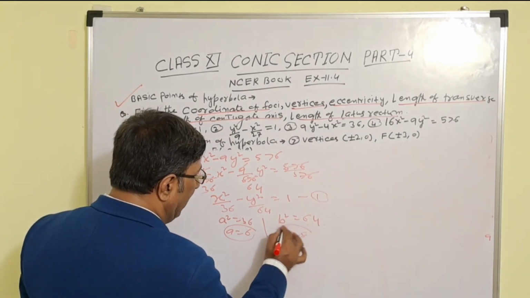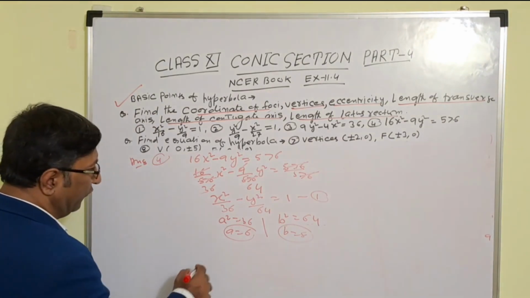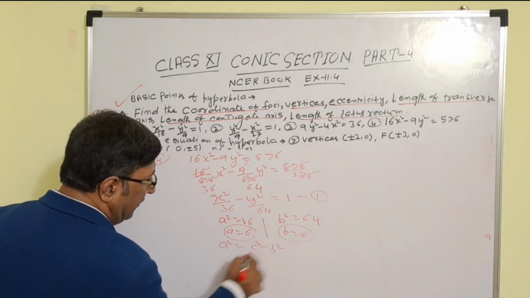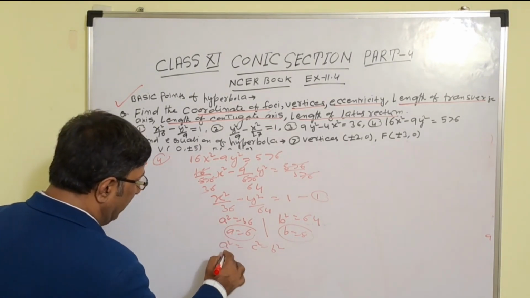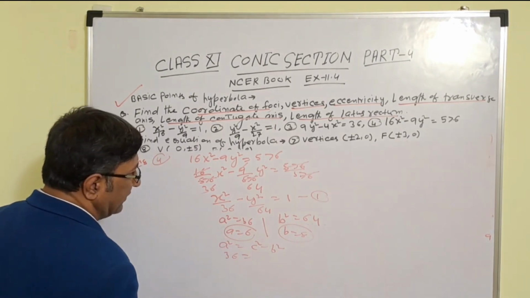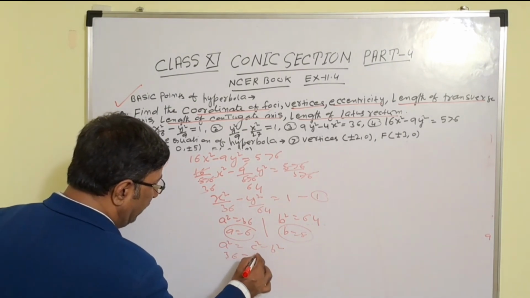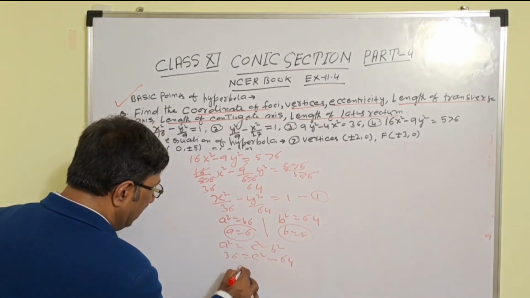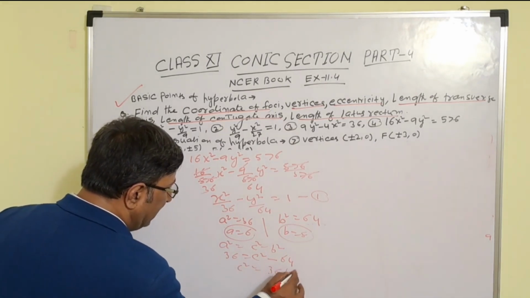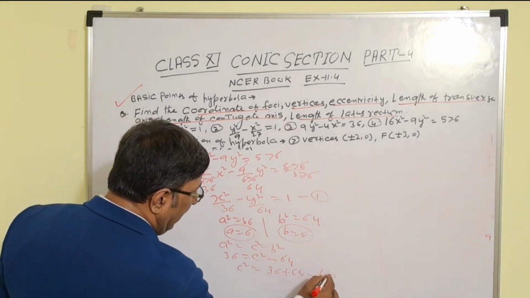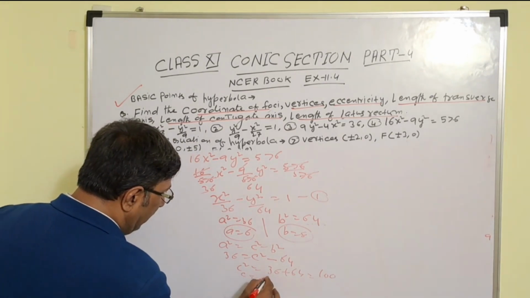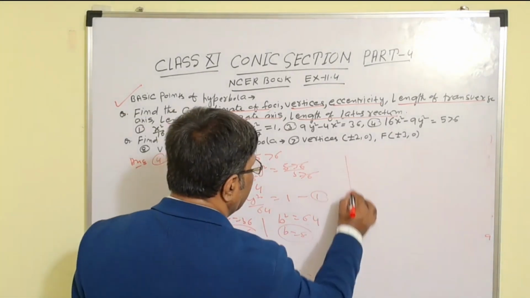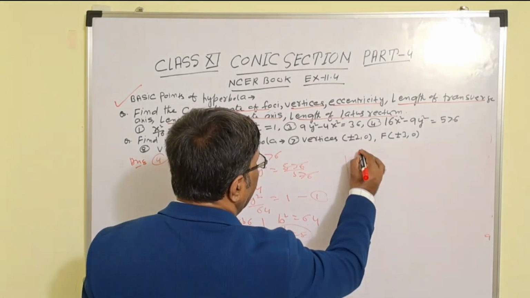So b equals 8. Again, you know the relation: c square equals a square plus b square. So a square is given as 36, b square is 64, and c square we have to find. So c square equals 36 plus 64, which is 100. So c equals plus minus 10.